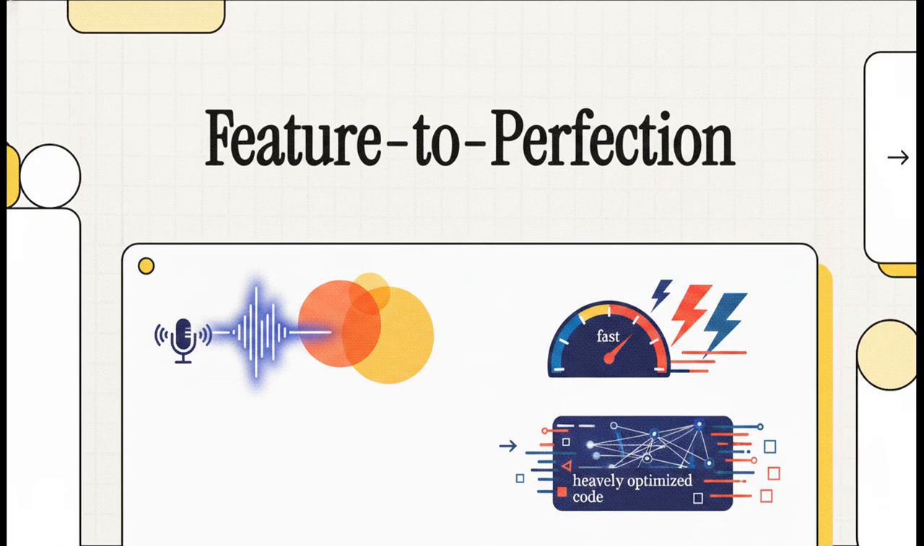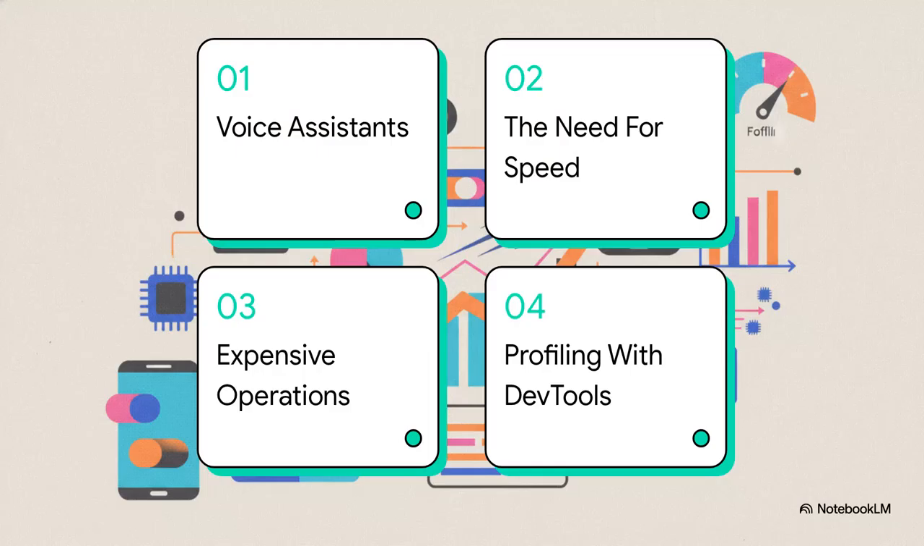Welcome to The Explainer. Today, we're taking a really fascinating journey that mirrors the actual real-world life cycle of app development. We're going to start by looking at how you add flashy cutting-edge features, specifically a voice assistant. But then, we're pivoting sharply to the reality of what happens when you add all those great features. We're talking about the absolute need to achieve heavily optimized, blindingly fast code. Because it's one thing to make an app smart, but it's a completely different beast to make it run to absolute perfection. So here's our roadmap for today.